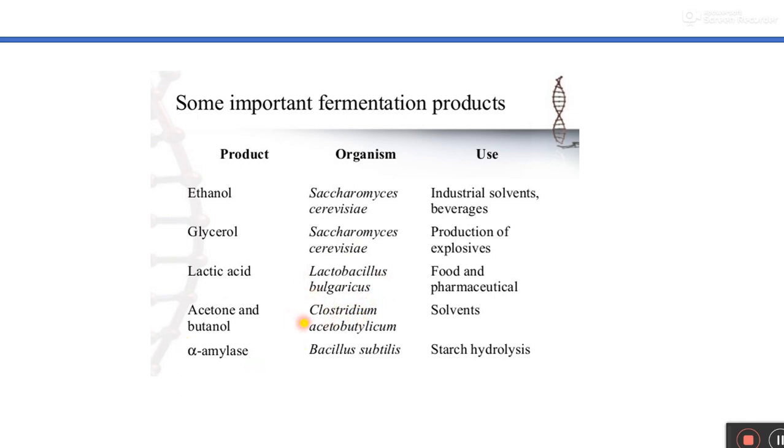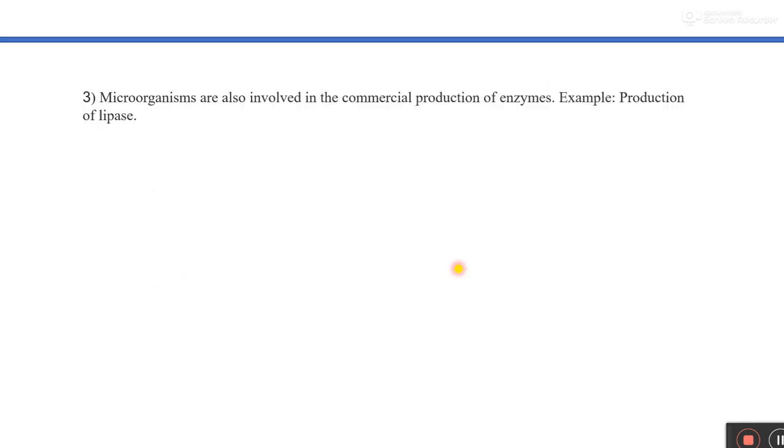Clostridium acetobutylicum is used for production of acetone and butanol, and Bacillus subtilis is an important bacterium which helps in the production of alpha amylase, and it is used in the hydrolysis of starch. So just remember this table again. Just try to remember this table. Any question can be asked from here in your competitive exam.